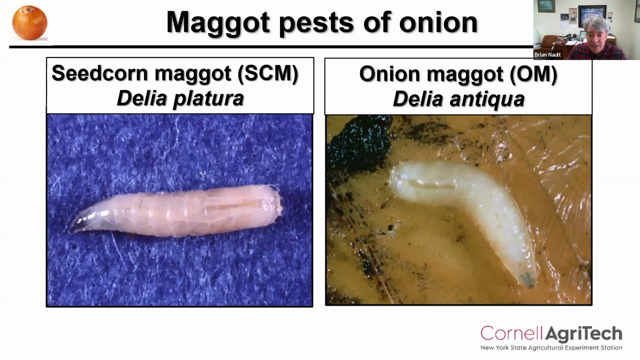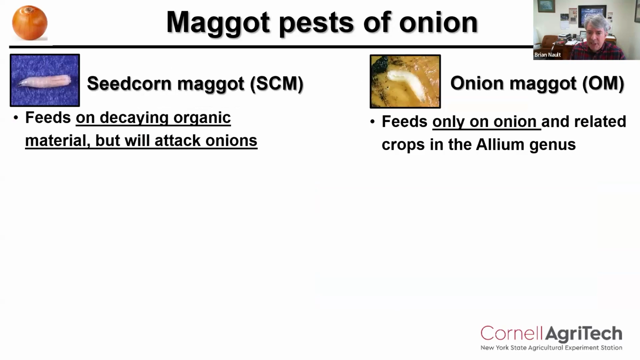Now, morphologically, they look very, very similar. Generally, the seed corn maggot is a little smaller than the onion maggot, but other than that, they're pretty much indistinguishable. But they do have very different life histories. For example, the seed corn maggot can feed on lots of different things. It can develop just fine on decaying organic matter, but it obviously will attack onions. Whereas the onion maggot feeds exclusively on onions or other allium species.